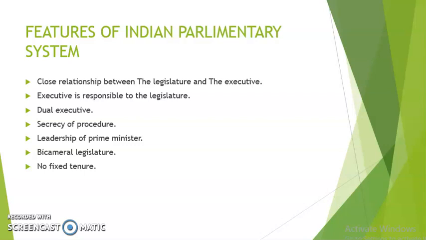The final one is no fixed tenure. The term of the government depends on the majority of the party. If the ruling party cannot win the vote of confidence, then the government will fall. These are some of the main features of the Indian parliamentary system.